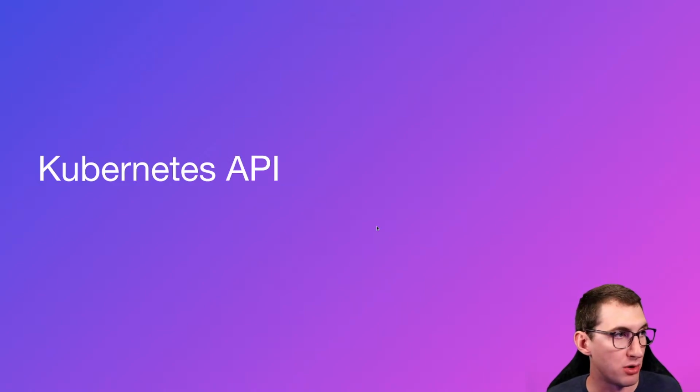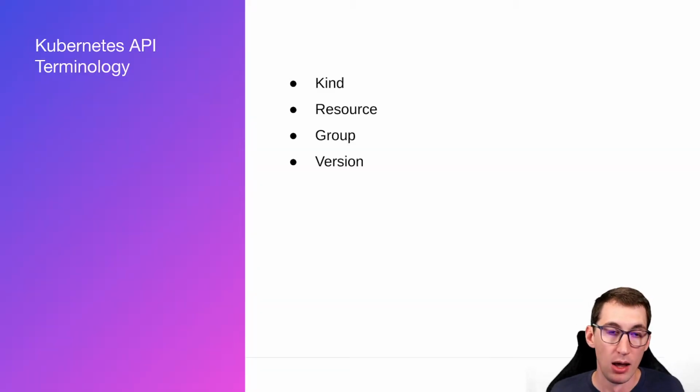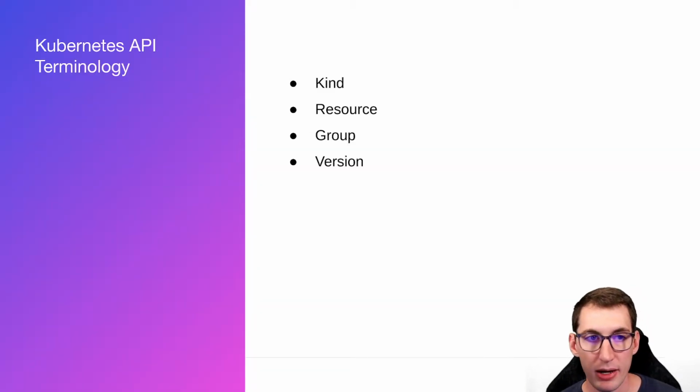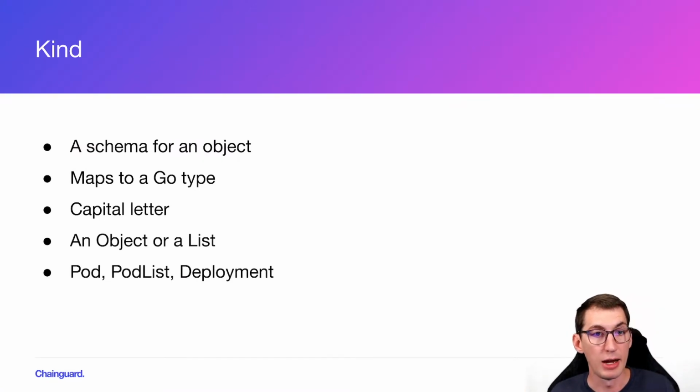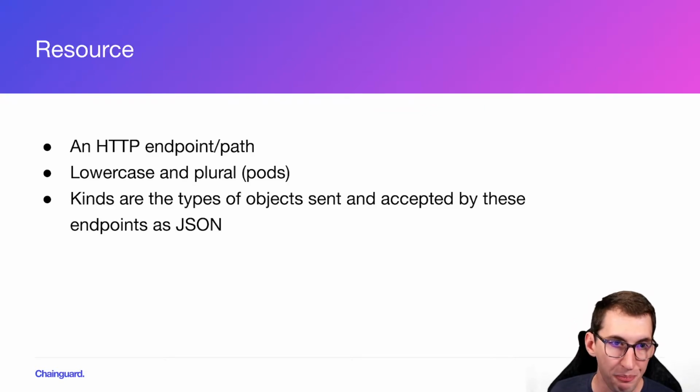And so now I want to talk through just the Kubernetes API in general. There are four big terminologies we need to talk through: kind, resource, group, and version. Starting with a kind, it is a schema for an object, right? This is a mapping to a Go type particularly. So there is some Go struct out there that maps to a kind. Kinds always start with a capital letter, and it is usually a single object or a list of those objects. So you can see here, this is pod list, and deployment, right? These are all different kinds. And I'll explain more about this in a bit.